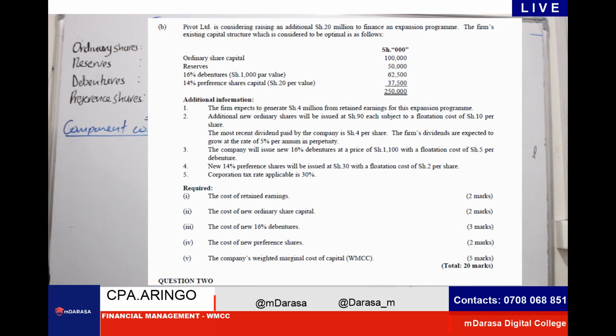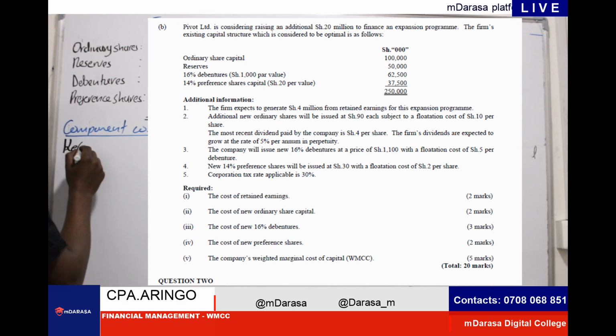Ordinary shares and retained earnings. These are the components that we need to compute. So we're told that additional new ordinary shares will be issued at 90 each, subject to a flotation cost of 10 per share. So in that context, clearly, whenever we are required to compute our cost of equity, I'll have two components.